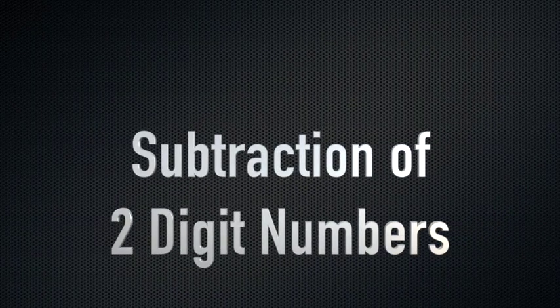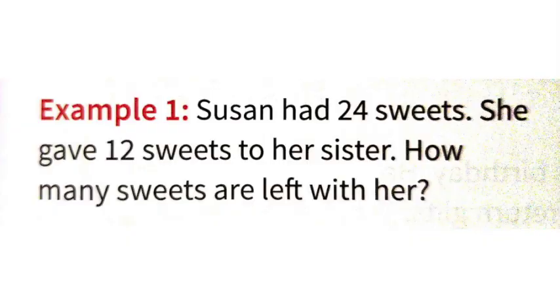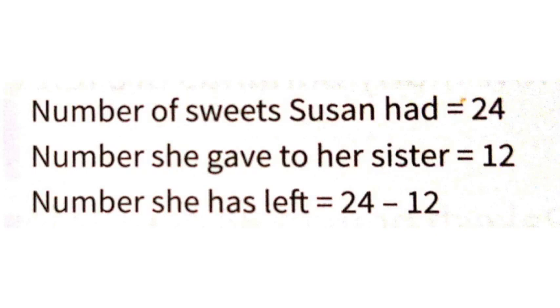Subtraction of two-digit numbers. Susan had 24 sweets. She gave 12 sweets to her sister. How many sweets are left with her? Let us find out. The number of sweets Susan had equals 24. The number of sweets she gave to her sister equals 12. The number of sweets she has left with her equals 24 minus 12. And the answer is 12.